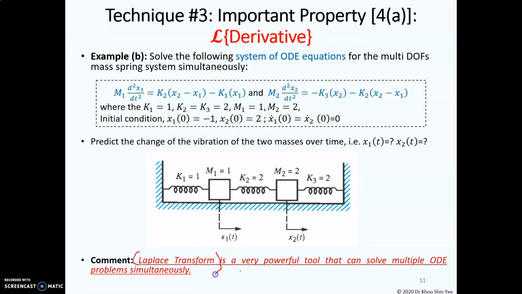The Laplace transform is a very powerful tool that can solve multiple ODE problems simultaneously. So for example, in this case, you see there are two ODE equations. When you have more than one ODE equation, this is called a system of ODEs. This equation represents a multi-degree of freedom mass spring system. So you have mass 1 and mass 2 here, where your mass 1 is equal to 1, mass 2 is equal to 2. And your springs K1, K2, K3, assume the positive x to be this direction.